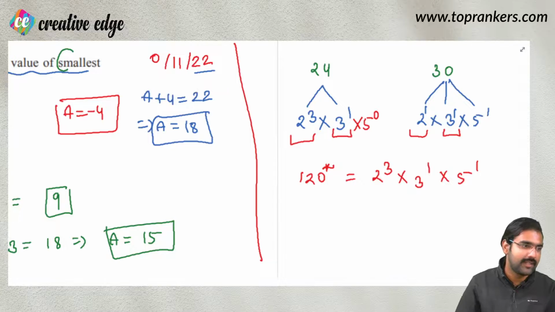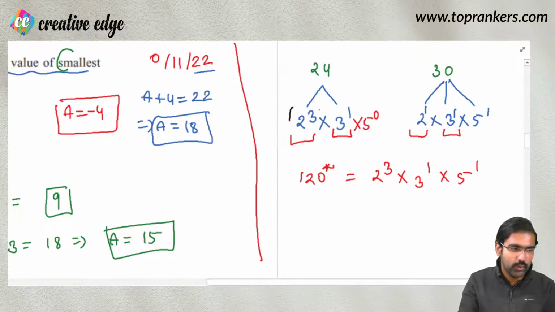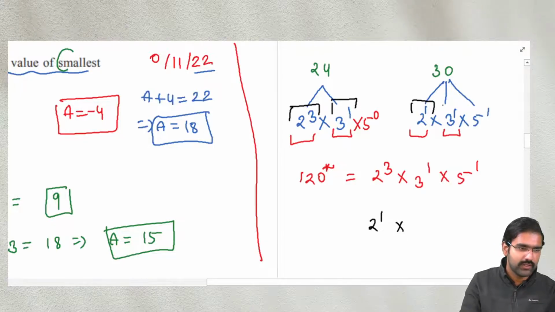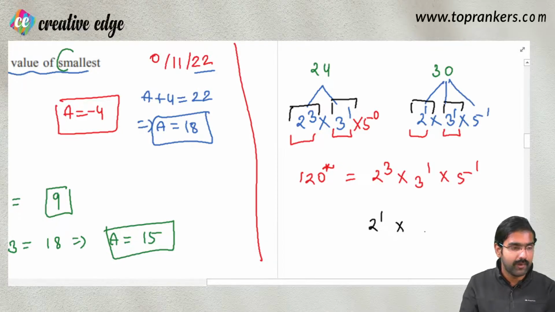What do I mean by that? आप दोनों expressions में 2 की lower power, the common minimum power देखिए, 2 cube and 2 to the power 1, the common power is 2 to the power 1. दोनों तरफ आप 3 की मिनिमम पावर देखिए, 3 की पावर 1 was here, 3 की पावर 1 was here, so the common minimum power was 3 to the power 1.